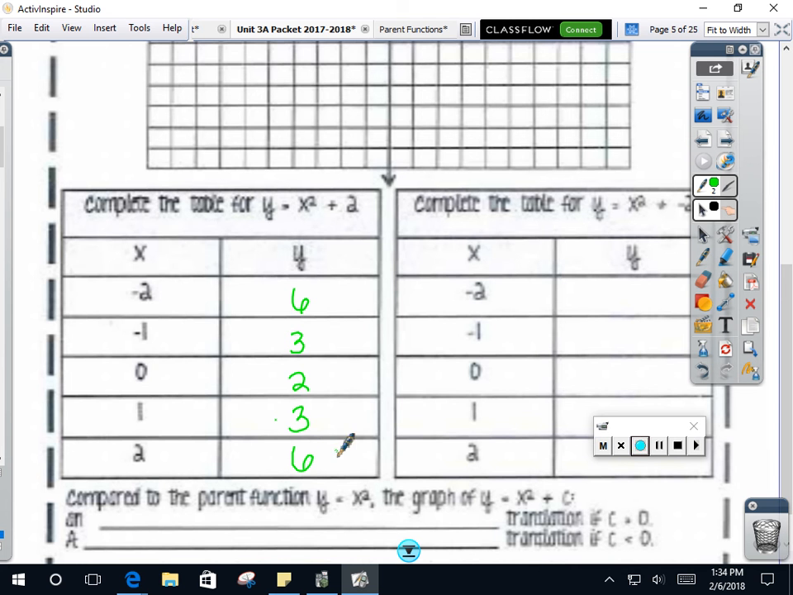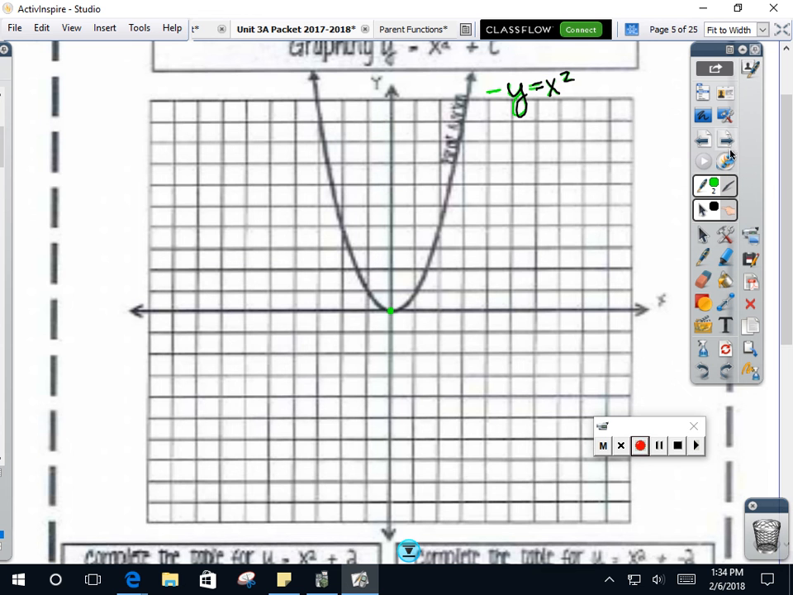Oh yes, sorry, 3. And then what about when you plug in a 2? 6. Okay, so now I'm going to graph those 5 points, starting with negative 2, 6, so it would be left 2 up 6. And then negative 1, 3 would be left 1 up 3. 0, 2 would just be up 2. 1, 3 would be right 1 up 1, 2, 3. And then 2, 6 is right 2 up 6.